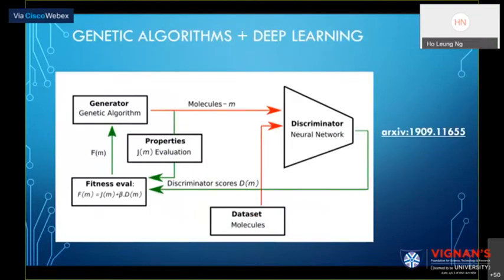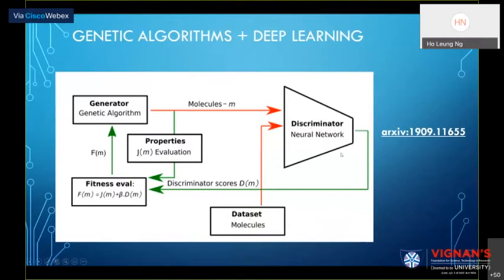So the actual architecture, which we won't focus too much on, uses a genetic algorithm. And what this does is that it introduces new molecules and it mutates them, modifies them, and crosses over their good features.